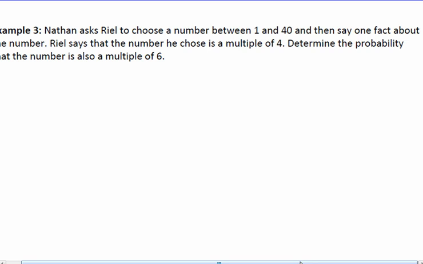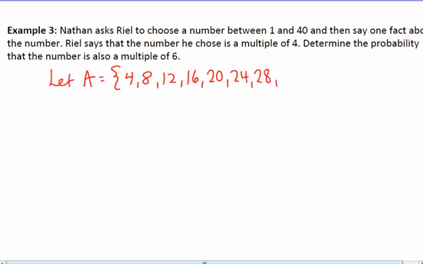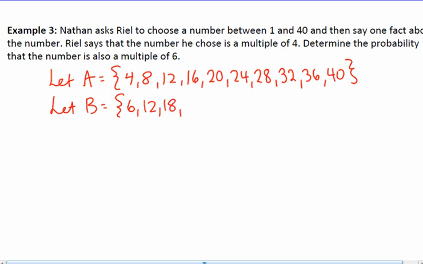Thank you. Determine the probability that the number is also a multiple of 6. Okay, so let's let A be our multiples of which? 4. Yeah, we're going to need 4, and we're going to need multiples of 6. So let's start with 4. What are the numbers that are multiples of 4 up to 40? 4, 8, 12, 16, 20, 24, 28, 32, 36, and 40. Good. Okay, what's B going to be then? Multiples of 6. No, you missed one. 18. Oh, you're just too fast for me, Jesse.